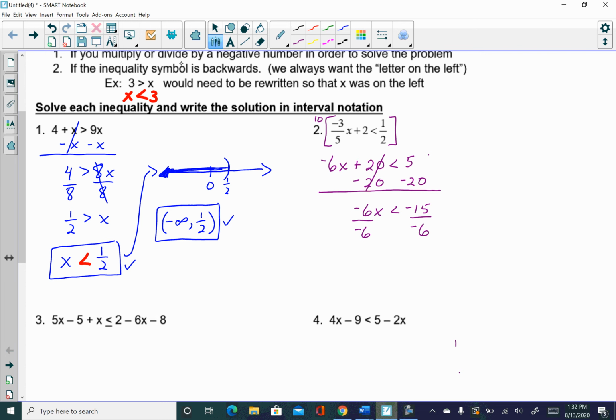This goes back to number one. If you multiply or divide by a negative number in order to solve the problem. So in order to solve this problem, I just divided by a -6. So because I did that, I have to change my inequality sign.